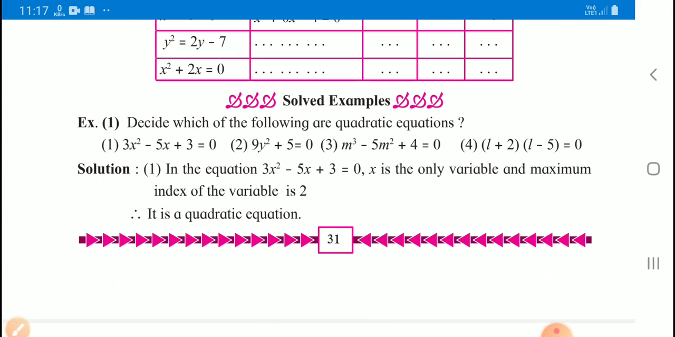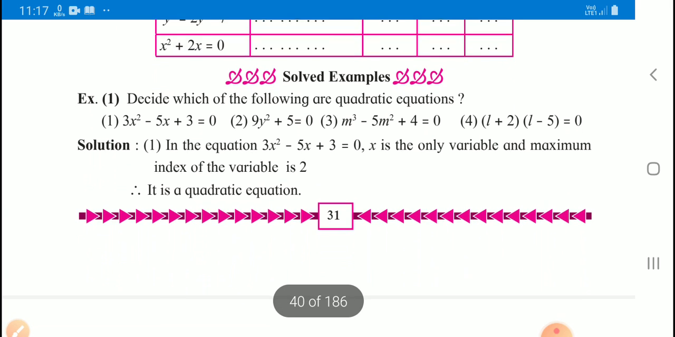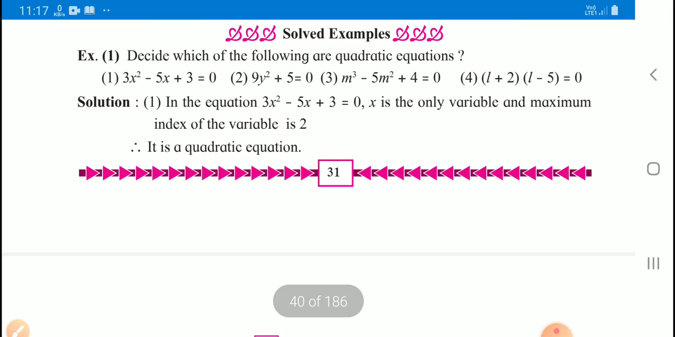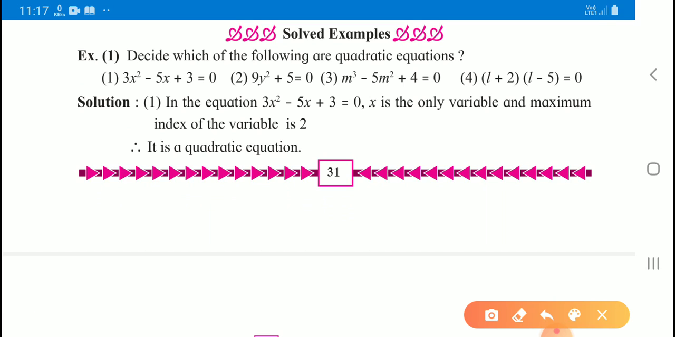Solved examples are given in your book. This is example number 1. Decide which of the following are quadratic equations. We have to decide whether the equations are quadratic or not. Now you know the general form of a quadratic equation, that is ax square plus bx plus c is equal to 0. Now we will take the first equation, which they have given here, that is 3x square minus 5x plus 3 is equal to 0.